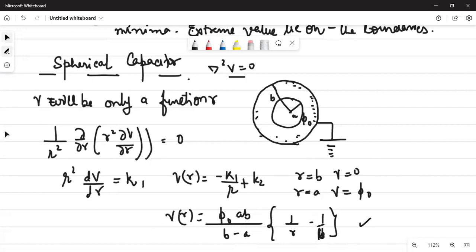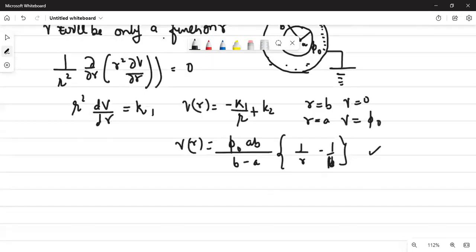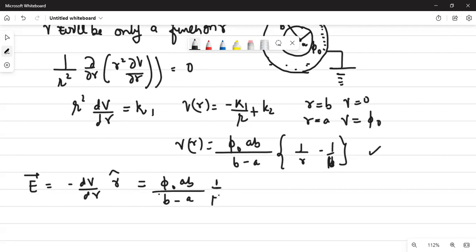Similar to the cases previously discussed for the parallel plate capacitor and for the cylindrical capacitor, the electric field can be found as minus dV/dr r cap. And I think this will be equal to phi naught ab upon (b minus a), times 1/r² r cap, because the minus is already there. The derivative of 1/r is minus 1/r² r cap. So overall, this can be written as this.